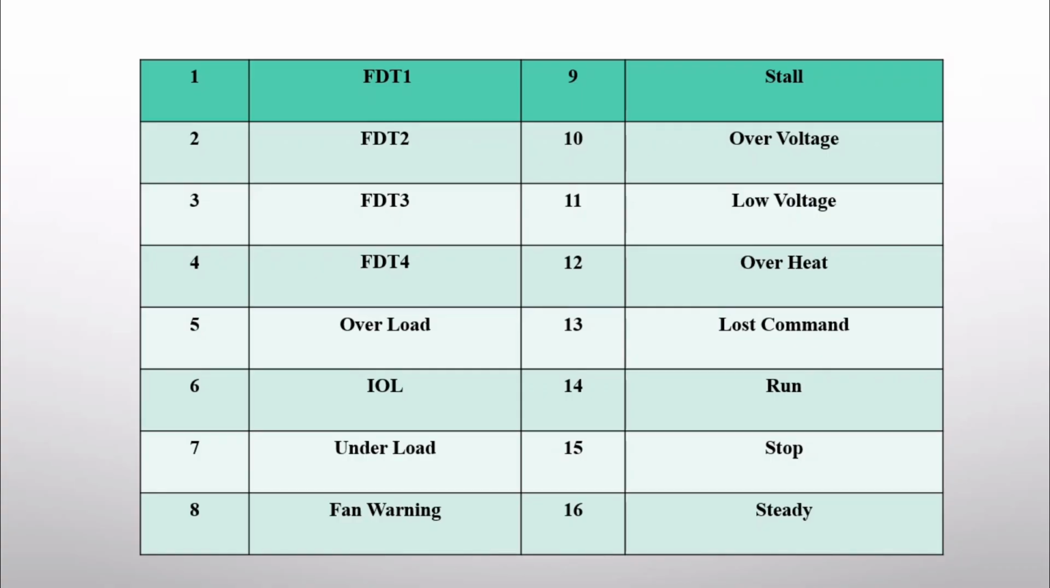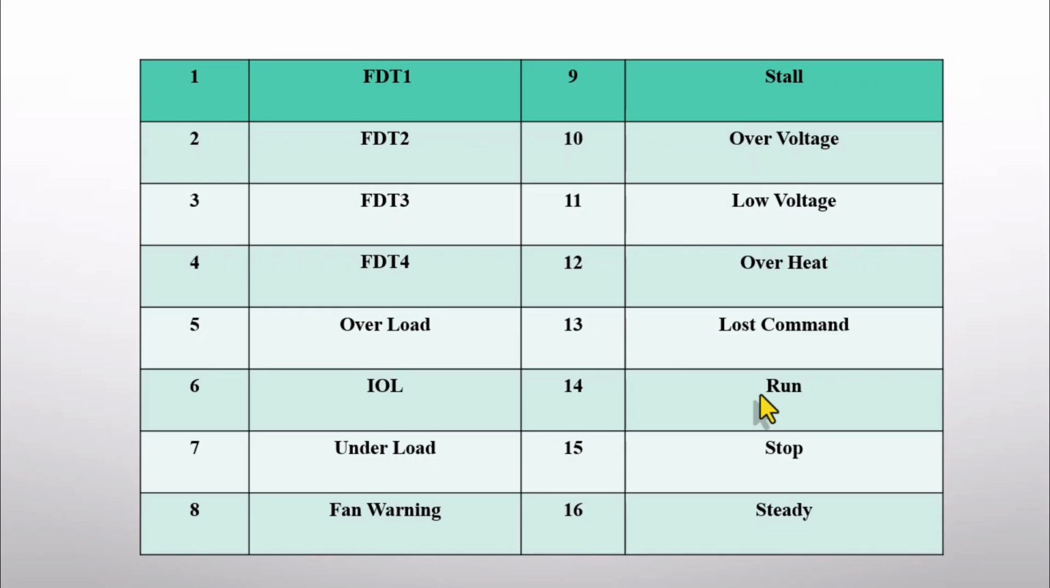For example, if you set one of your relay outputs, say out 32, which corresponds to relay output 2, to the number 5 or the overload option, as soon as your inverter gives an overload error, your relay output 2 will be activated. Or, for example, if you set relay output 5, which corresponds to parameter out 35, to number 14. Option 14 refers to run, meaning as soon as the inverter starts running, relay number 5 will be activated.